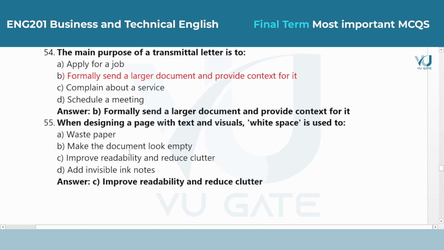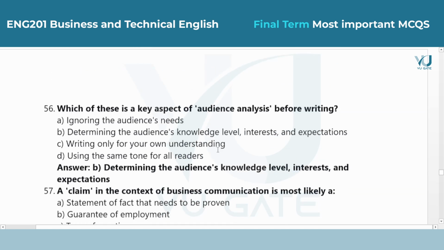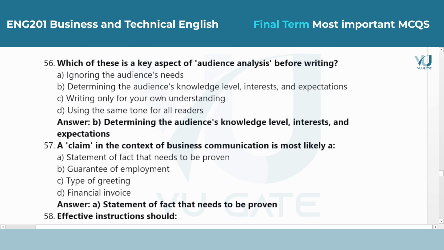55. Question. When designing a page with text and visuals, white space is used to. Answer. C. Improve readability and reduce clutter. Concept. White space helps the reader's eyes move easily through the document and prevents them from feeling overwhelmed.